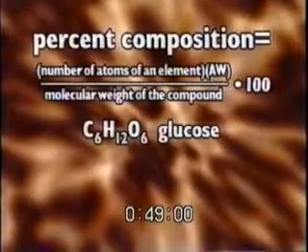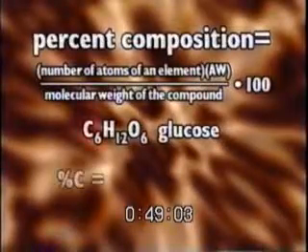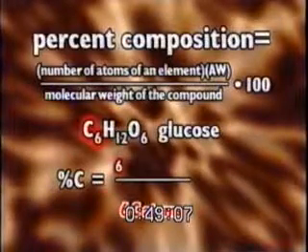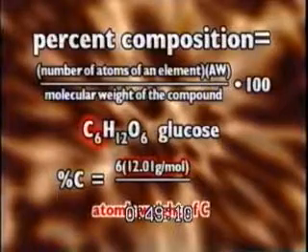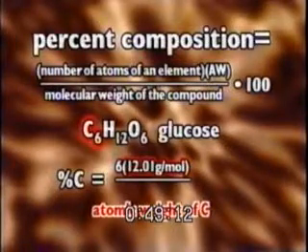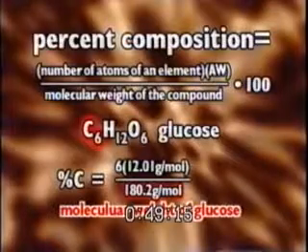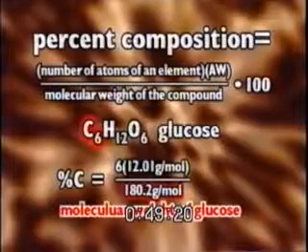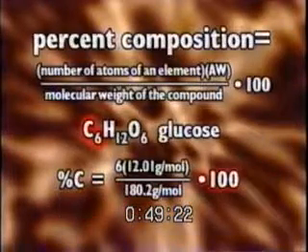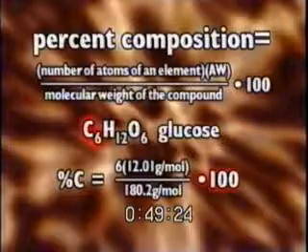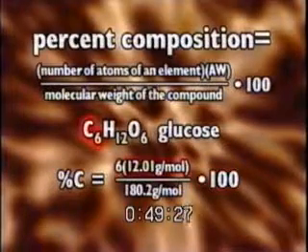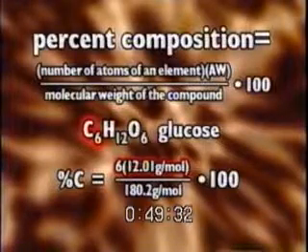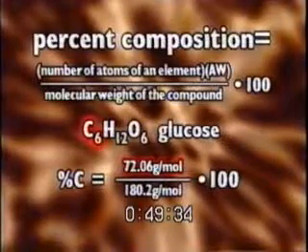Now let's find the percent composition of glucose. We'll find the percentage of carbon first. There are 6 carbon atoms in one molecule of glucose. So take 6 times the atomic weight of carbon, which is 12.01 grams per mole, divided by the molecular weight of glucose, which we just figured out is 180.2 grams per mole, all times 100. Taking the math one step at a time, we multiply 6 atoms times 12.01 grams per mole, and we get 72.06 grams per mole.